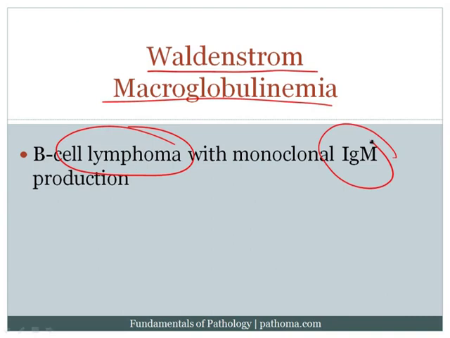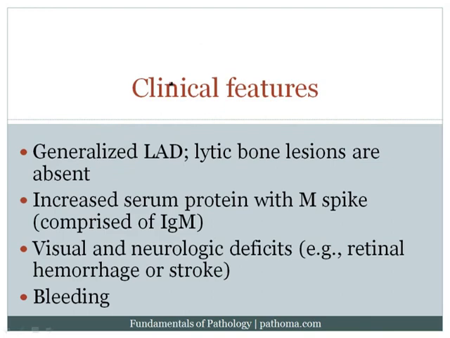IgM is a pentamer. It's a big antibody, and that's why we call this disease macroglobulinemia. It's a big globulin, i.e. IgM. Now, because this is a lymphoma, the patients are going to present with generalized lymphadenopathy. That's what lymphomas do. They go to the lymph node. Lytic bone lesions will be absent.